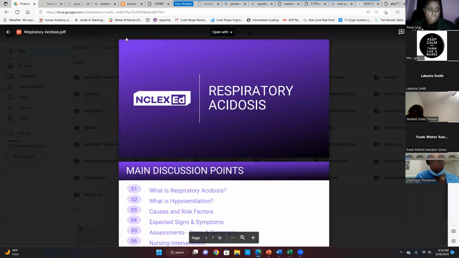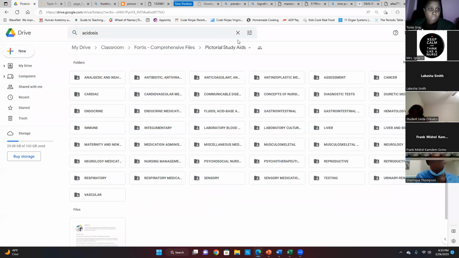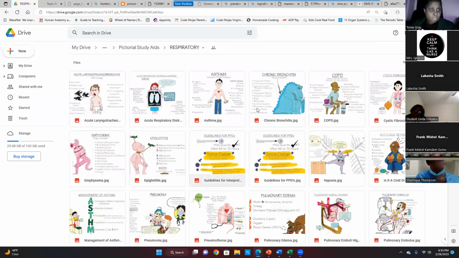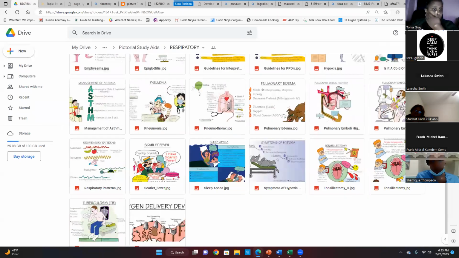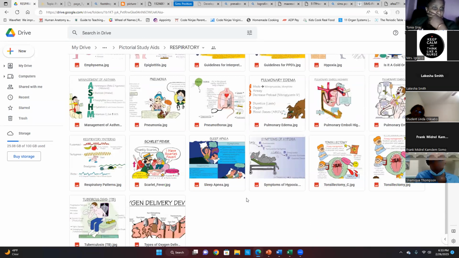Let me see. No, that's not the one that I'm looking for. There's so many of them, I forgot. It should be under respiratory. Why is it not showing up? Asthma, tonsillectomy. Yeah, it's not under this. Types of oxygen. Okay, let me just Google it real quick.